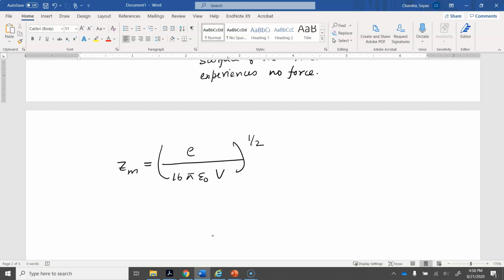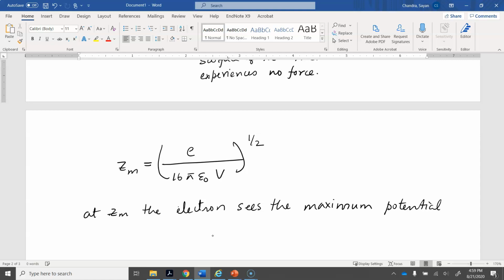This can also be interpreted as, at Zm, the electron sees the maximum potential before or during the tunneling process.